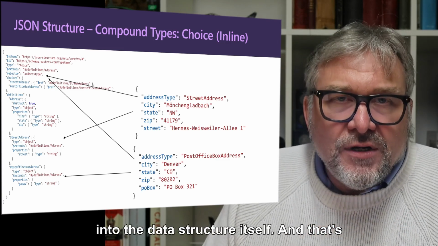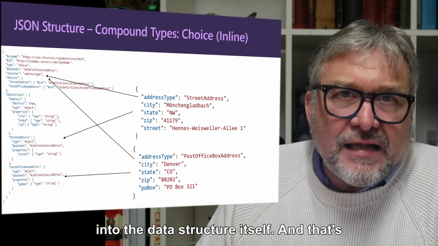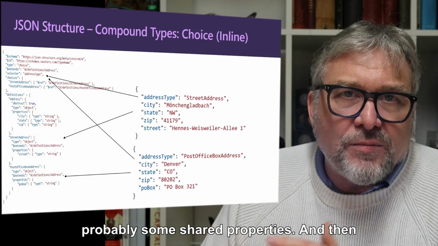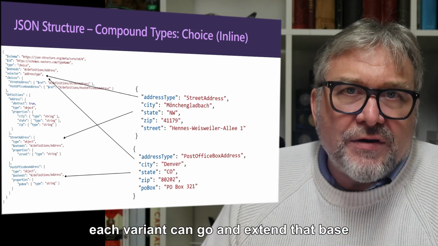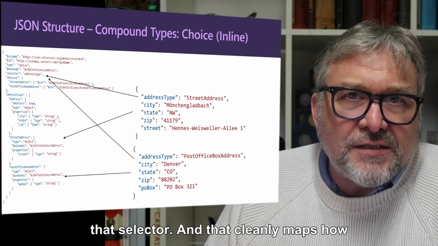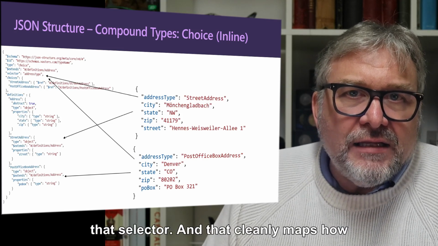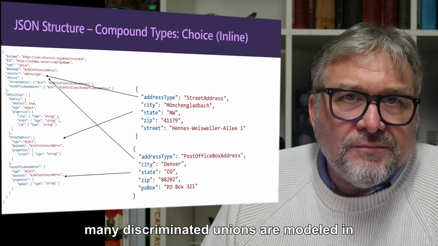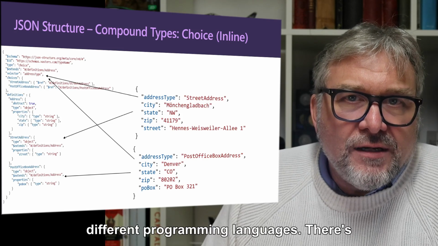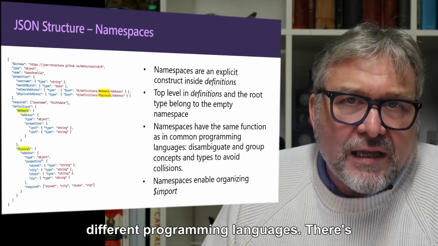And then there's also an inline choice, and that is for when you have a selector mixed into the data structure itself. We have a base abstract type where the selector lives, probably with some shared properties, and then each variant can extend that base with the specifics that apply to that selector, and that cleanly maps how many discriminated unions are modeled in different programming languages.